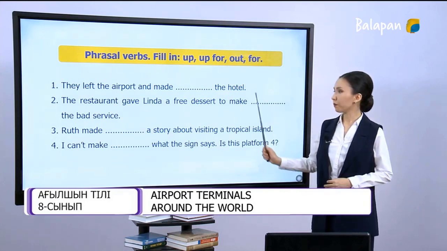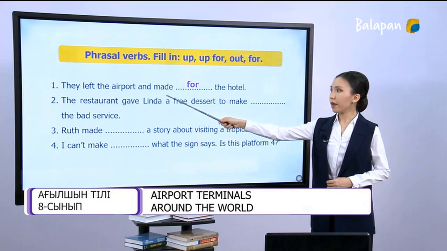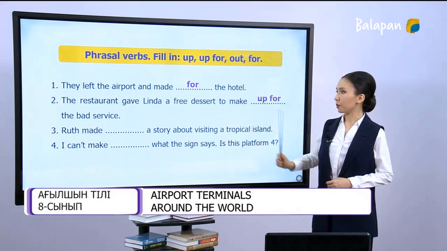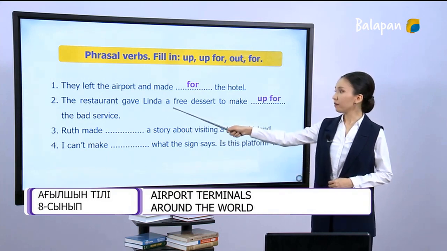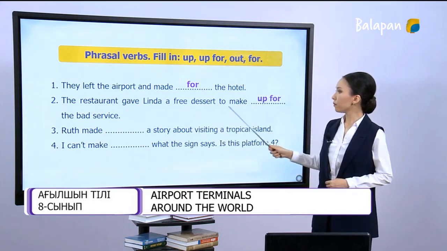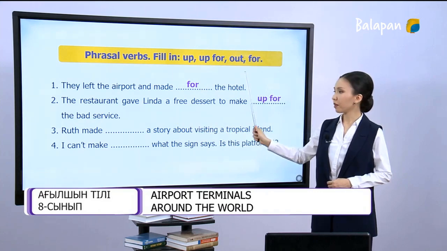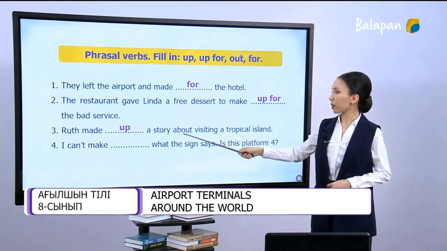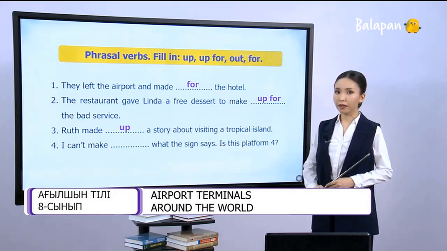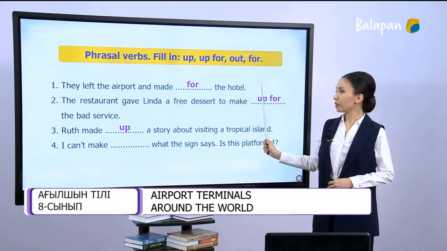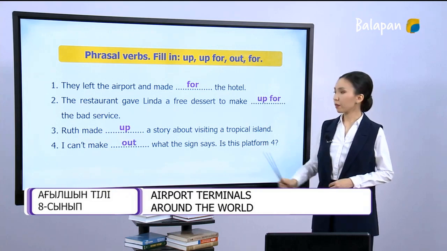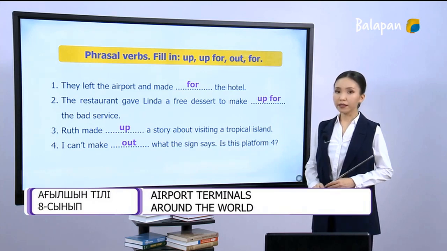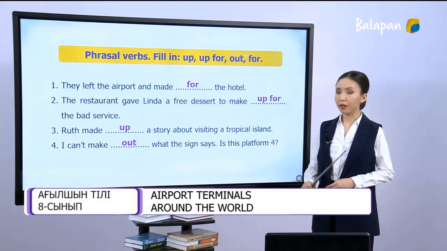Sentence number 1. They left the airport and made for the hotel. Sentence number 2. The restaurant gave Linda a free dessert to make up for the bad service. Sentence number 3. Ruth made up a story about visiting a tropical island. Sentence number 4. I can't make out what the sign says. Well done.